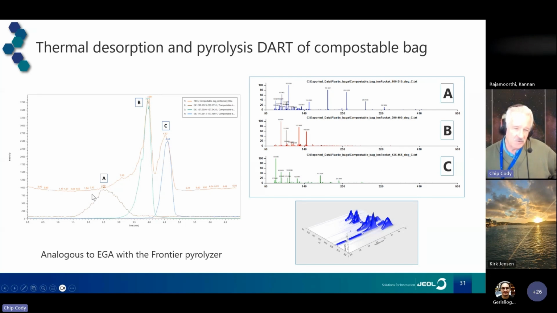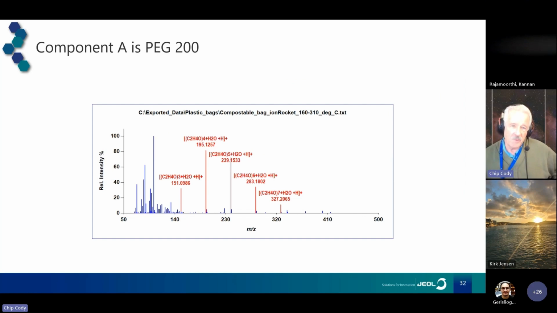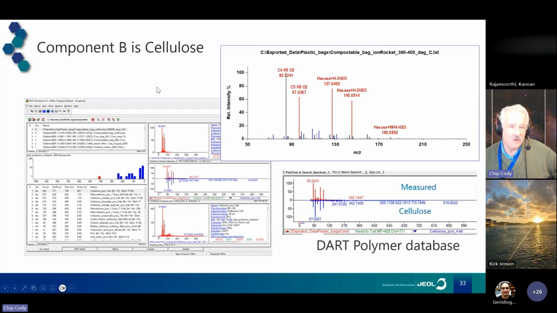And this is similar to what we'd see doing the evolved gas analysis on the pyrolysis GCMS system. Here are the spectra for each of the three, and you can see it's pretty much three distinct regions. The first one's obviously polyethylene oxide or PEG 200. That one's pretty obvious. The second one turns out to be cellulose, and I have a small homemade database of polymers here, so that was readily recognized. The pyrolysis fragments of cellulose are essentially dehydrated monosaccharides. And if you have substituted celluloses, of course, some of these fragments will change.